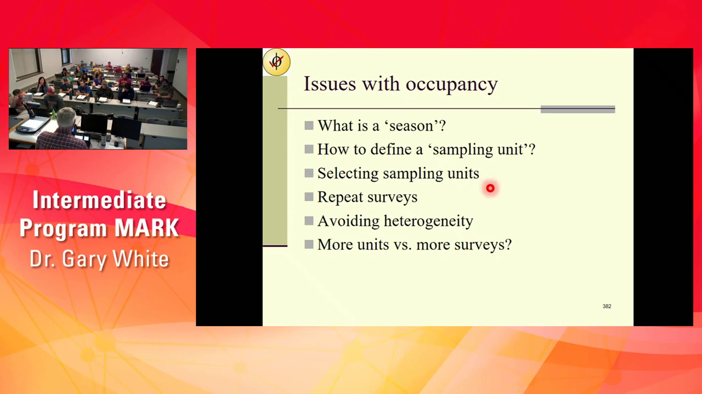You've got to have repeat surveys, trying to avoid heterogeneity as much as you can, and then the question becomes, should we do more units or more surveys? That's the big one that we're going to talk about. In other words, you could sample 100 sites four times, or you could sample 200 sites two times. Which is more efficient? Well, we statisticians have our ways. I'll show you how you decide that question.